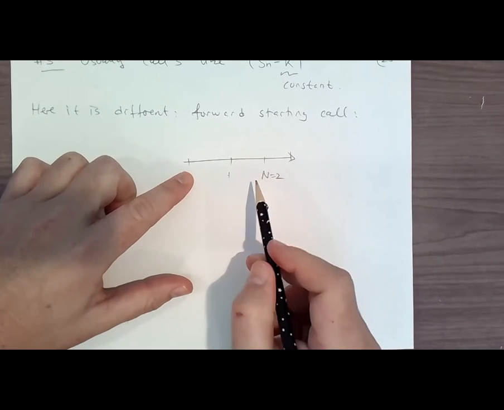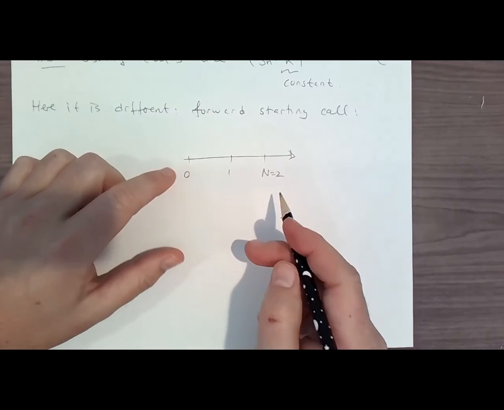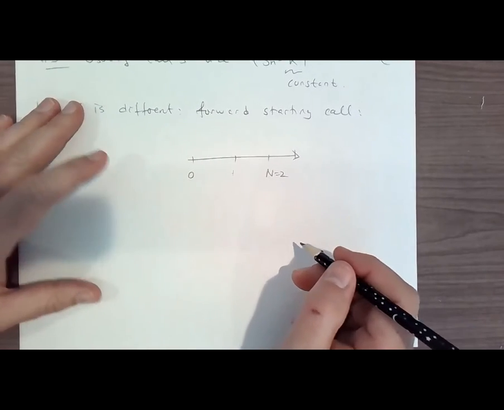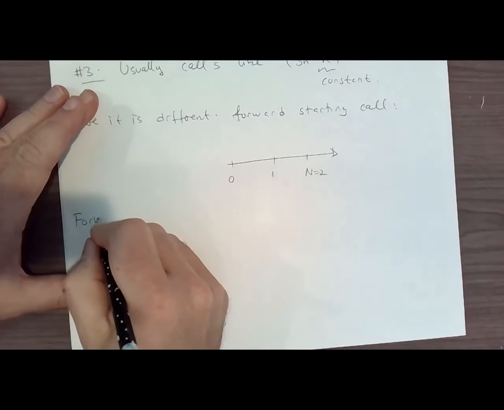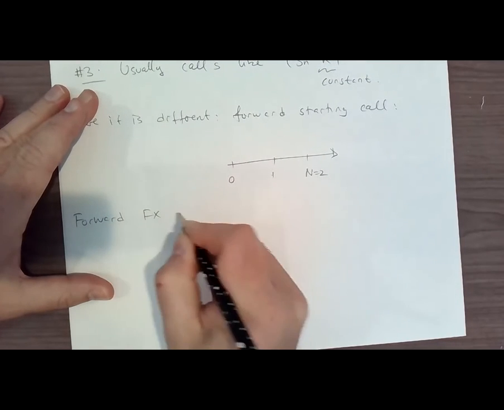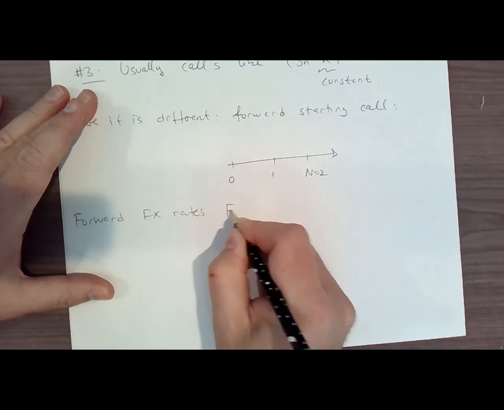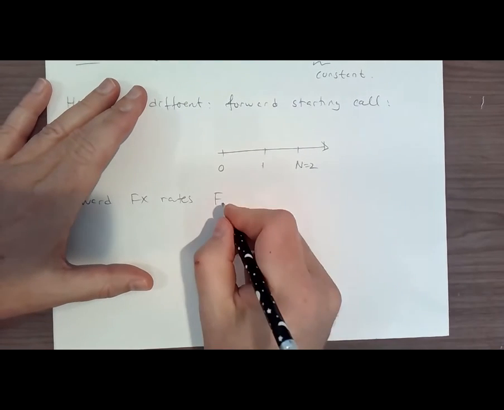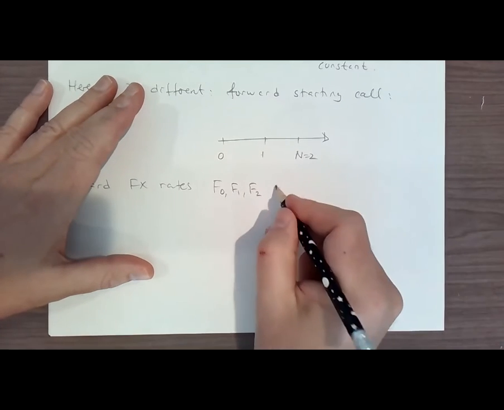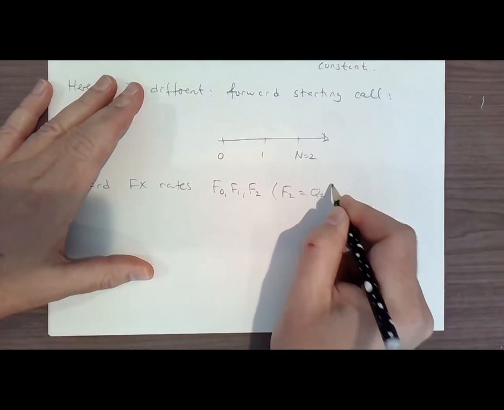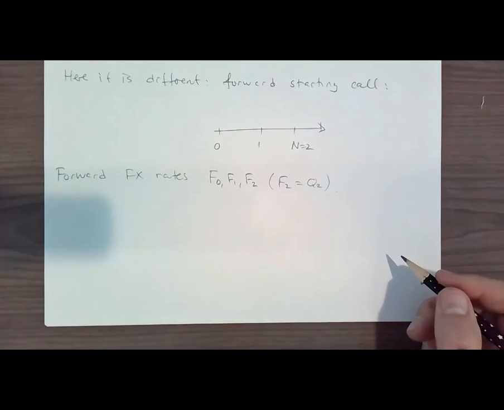Then there are 2 future time points. So we're going to have our foreign exchange rates. These were our F0, F1, and F2. And of course, F2 is always going to be Q2. Good on that.